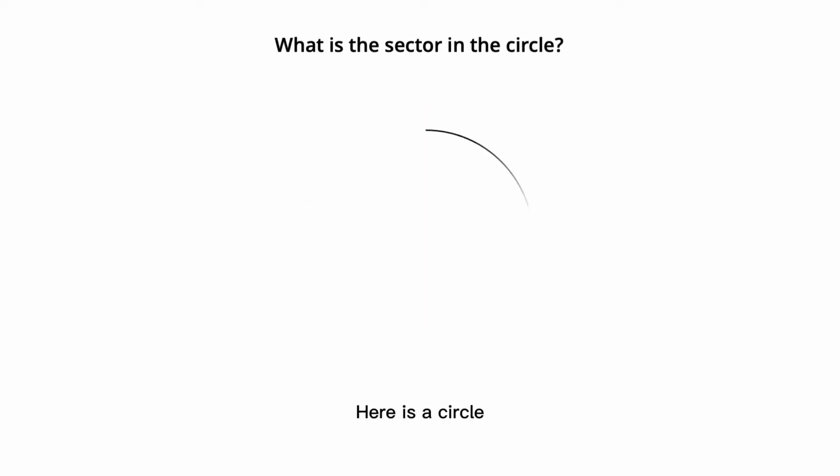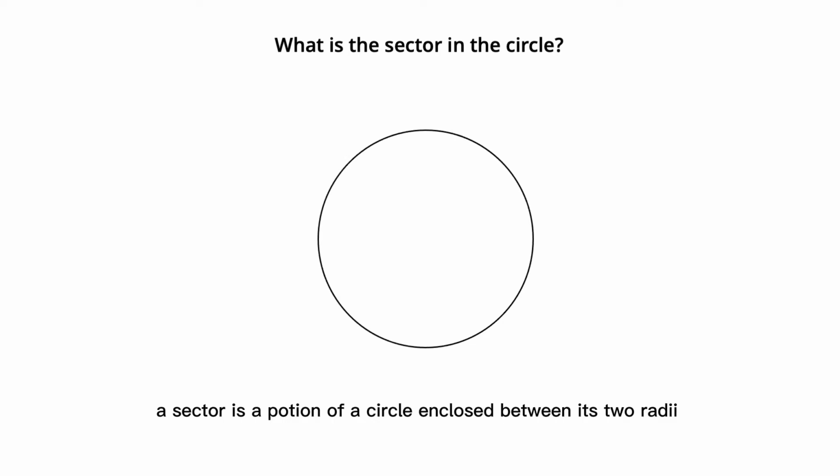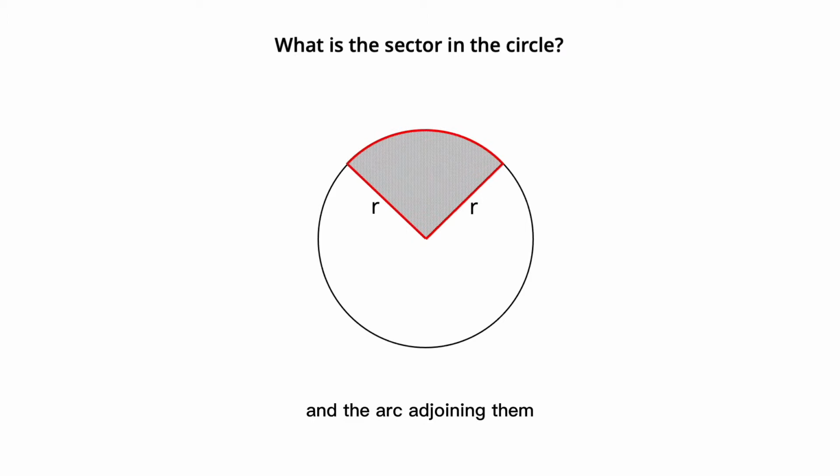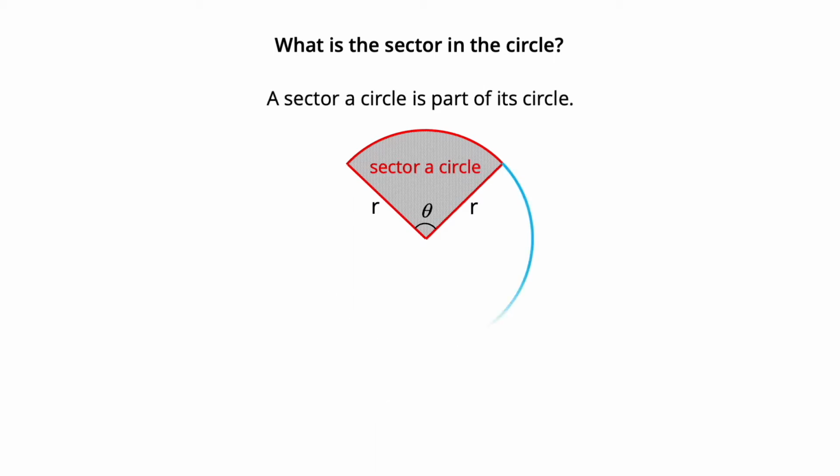Here is a circle. A sector is a portion of a circle enclosed between its two radii and the arc adjoining them. The angle formed by the two radii is called a central angle. The region bounded is the sector of a circle. Therefore, a sector of a circle is part of its circle.